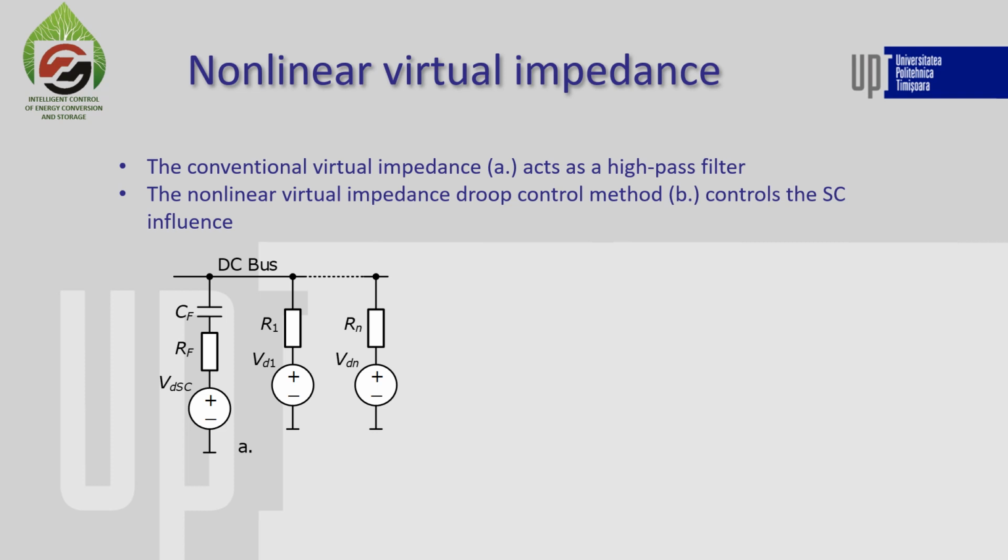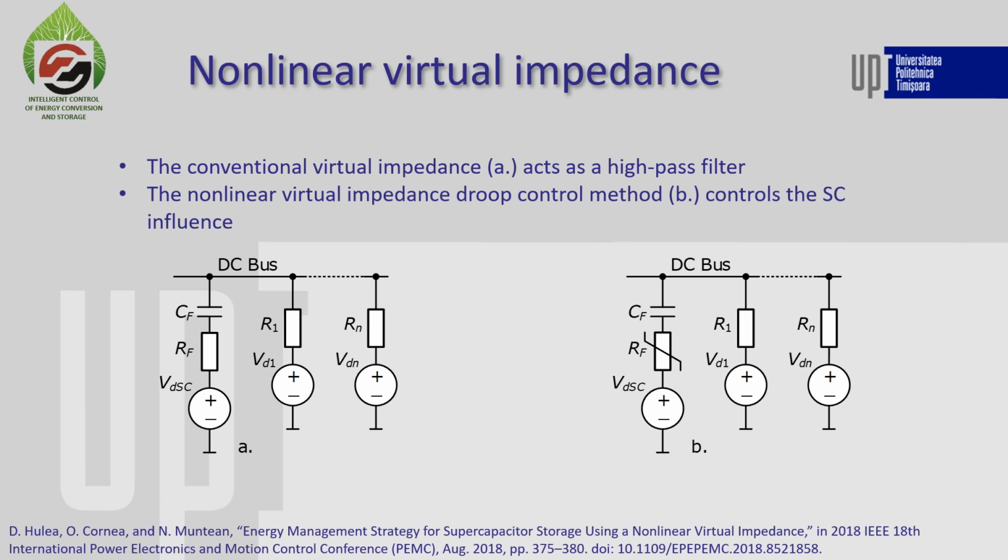With this filter, only high-frequency variations from the DC bus will be used to charge or to discharge the supercapacitor, while the low-frequency currents will flow to the rest of the grid. Based on the virtual impedance droop control and the nonlinear resistor droop presented earlier, we proposed a nonlinear virtual impedance droop control method with this equivalent schematic. This method works similarly to the virtual impedance droop control, with the difference that the nonlinear resistor helps to achieve a variable cutoff frequency that depends on the amplitude of the voltage.